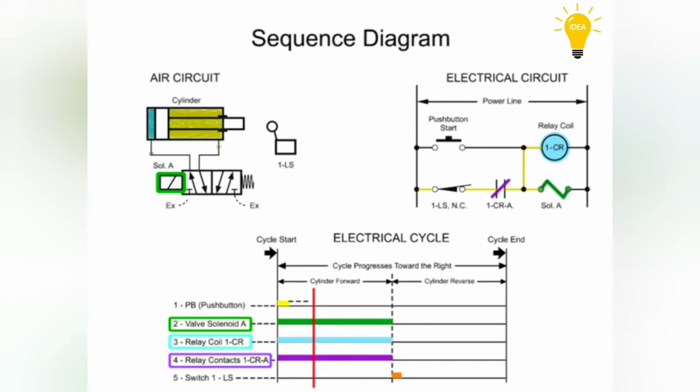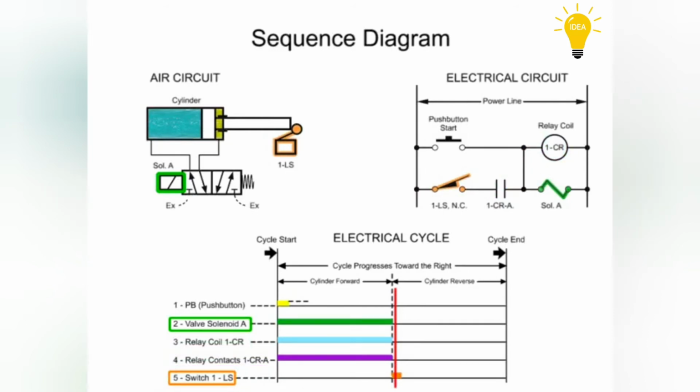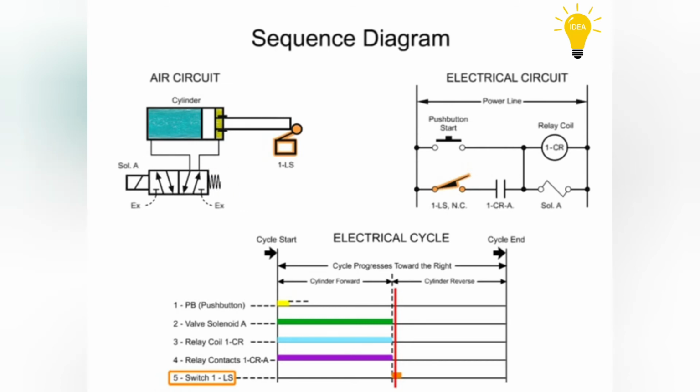The cylinder travels forward and at the end of its stroke actuates limit switch 1LS on line 5. When the switch contacts open, current is removed from the relay coil. Relay contacts 1 CRA open, removing current from the solenoid valve. Internal springs shift the solenoid valve spool to the cylinder retract position and the cylinder starts its return stroke.